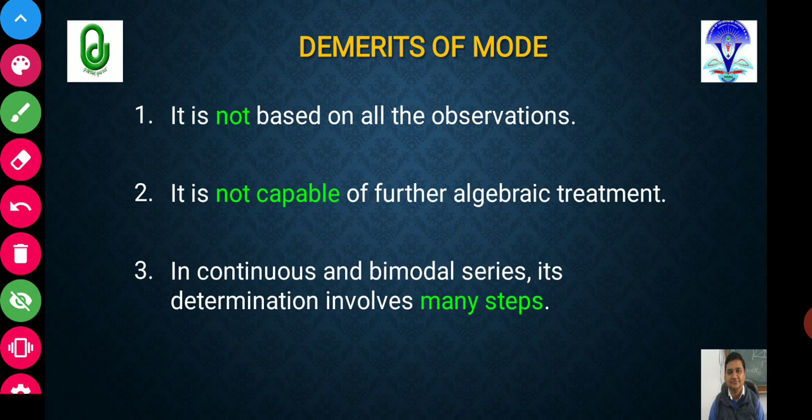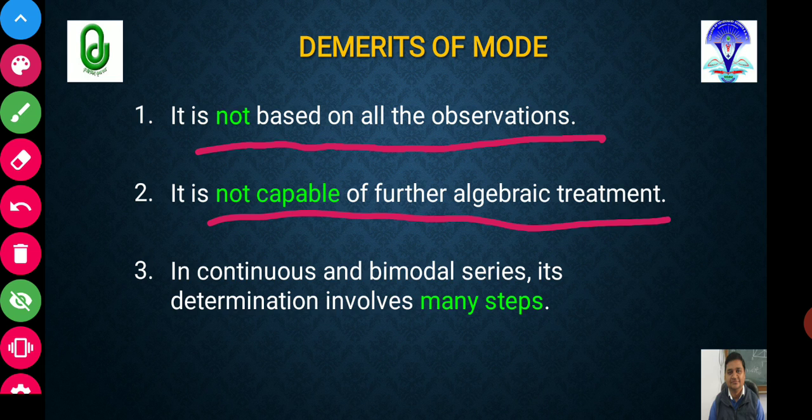Then demerits. So the first demerit is it is not based on all the observations, because we are only taking the modal value, the modal observation with the maximum occurred frequency, and we are determining the mode. If all the values are not known, then also we can determine the mode. It is not capable of further algebraic treatment. This is the greatest demerit, that further you cannot do algebraic treatment, algebraic calculation for this mode.